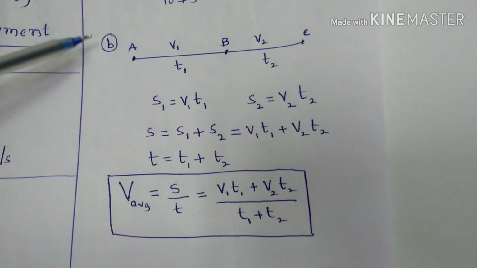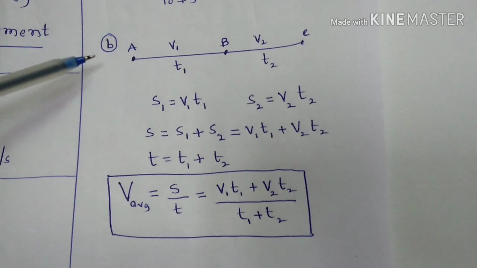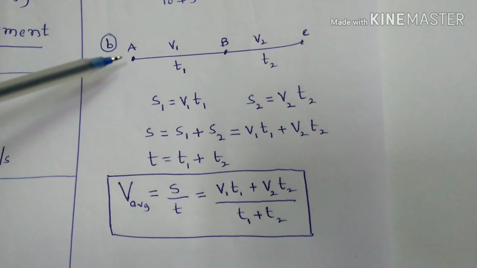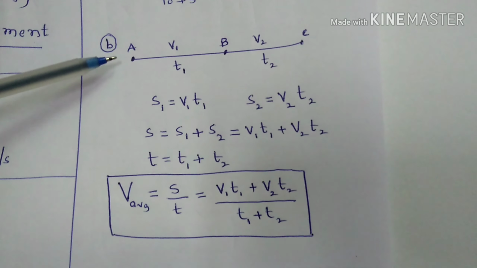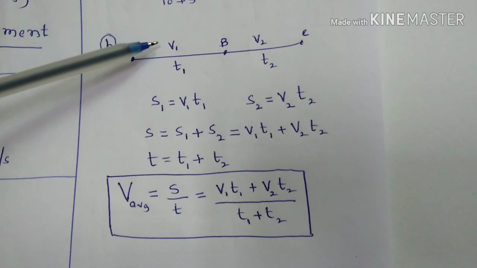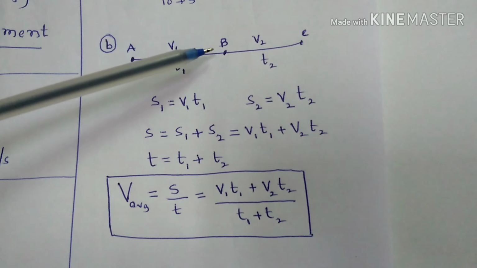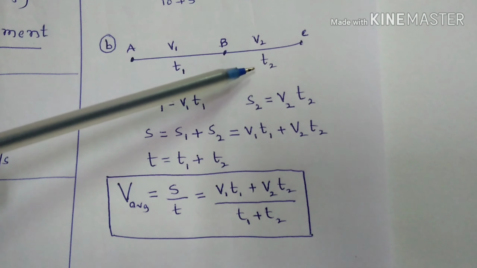See here, this is an example. The problem is B. This is the general formula we are deriving. Same person as in the previous problem, he is traveling from A to C via B. He traveled from A to B with velocity V1 in the time T1. He traveled from B to C with velocity V2 in the time T2.